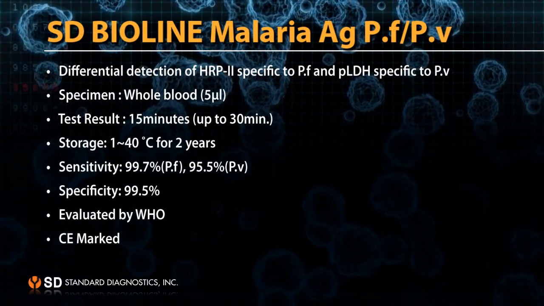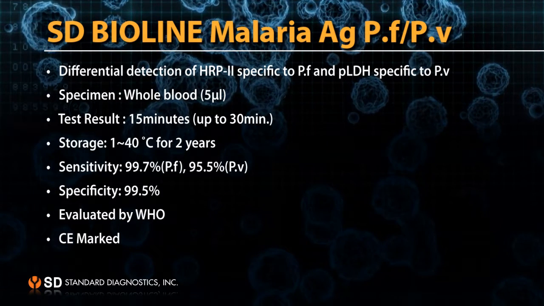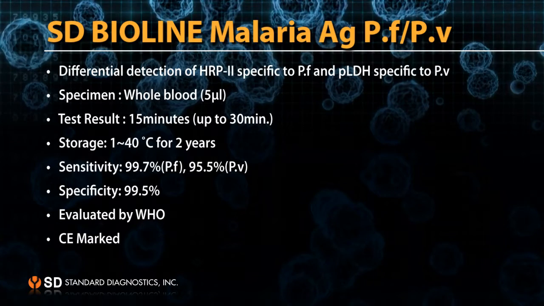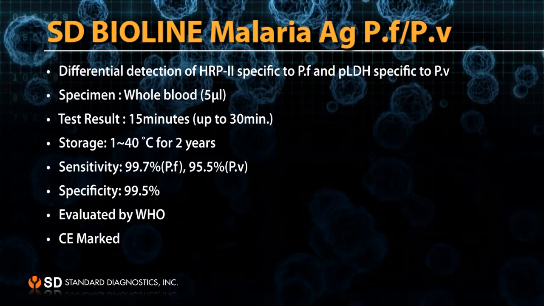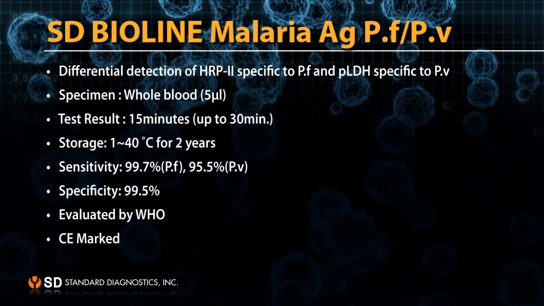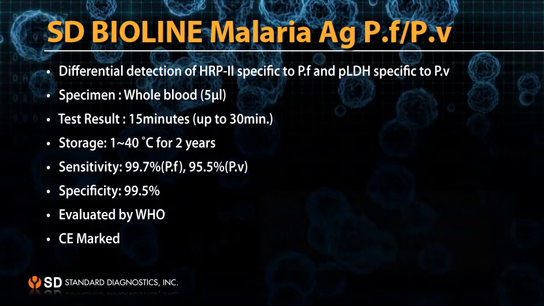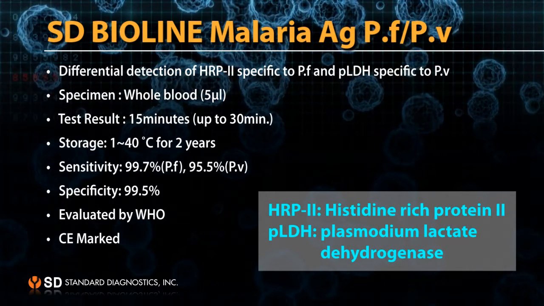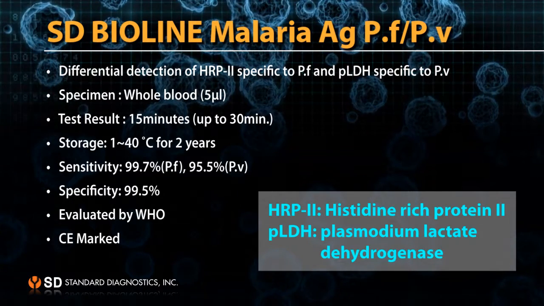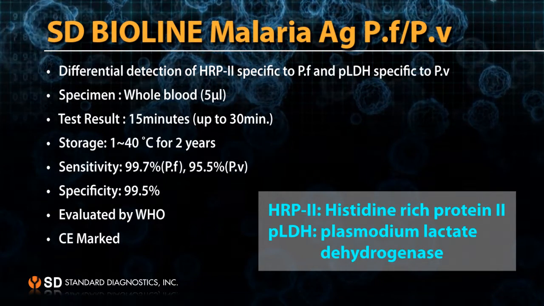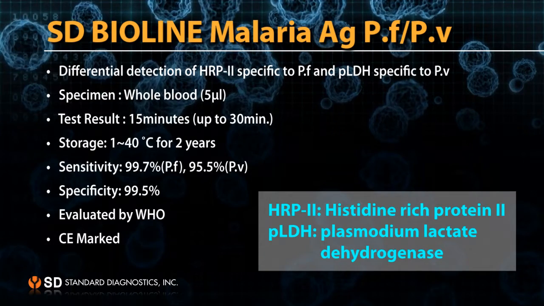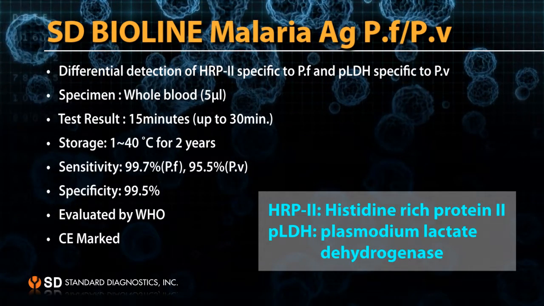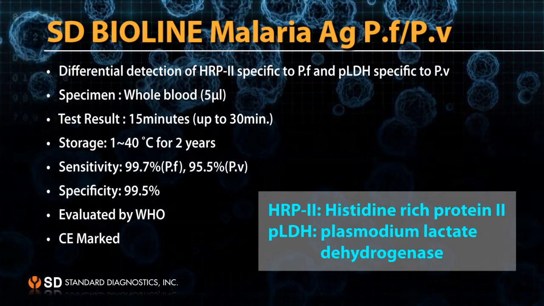The SD Bioline Malaria Antigen PF/PV rapid test is for differential detection of HRP2 specific to Plasmodium falciparum and pLDH specific to Plasmodium vivax. HRP2 stands for histidine-rich protein 2. It is a unique protein released by Plasmodium falciparum. Also, pLDH, Plasmodium lactate dehydrogenase, is an enzyme produced by malaria species in common.